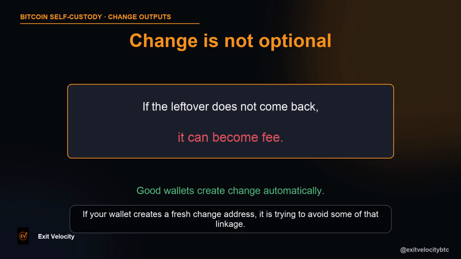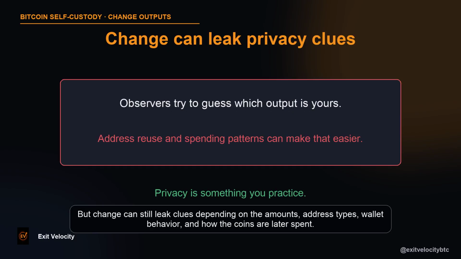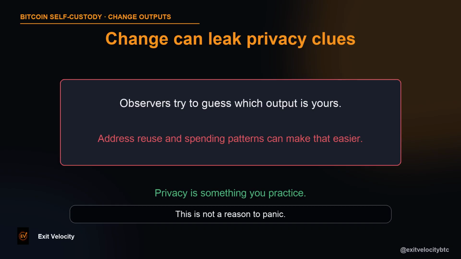Because the blockchain shows outputs, analysts try to guess which output is the recipient and which output is change. Sometimes they are wrong. Sometimes they are right. And when they are right, they can link pieces of wallet history together. That is why address reuse is such a common beginner mistake. If you reuse addresses, you make it easier for outside observers to connect activity. If your wallet creates a fresh change address, it is trying to avoid some of that linkage.